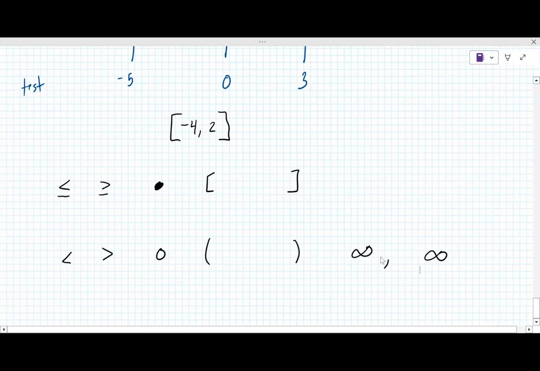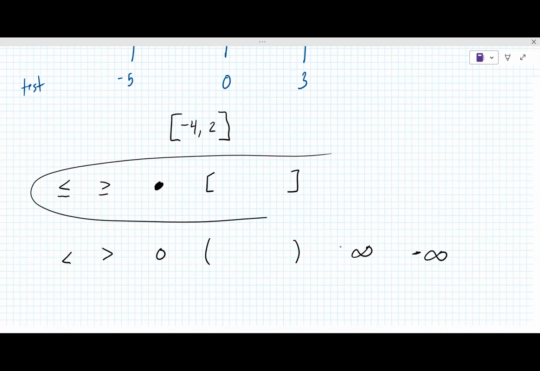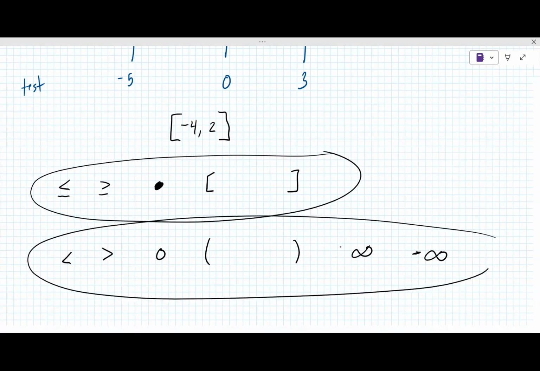Okay, and then for the other one, there's a couple more symbols that you might want to memorize. It's the less than, the greater than, the open circle, parenthesis, parenthesis, infinity, and minus infinity. Yeah, infinity can be negative. Yes. So these all go together. All right, let's go to number 4.